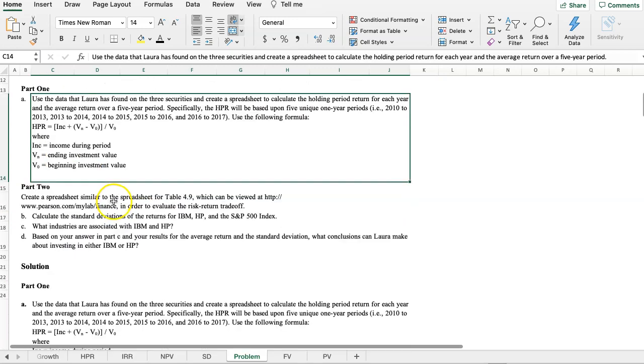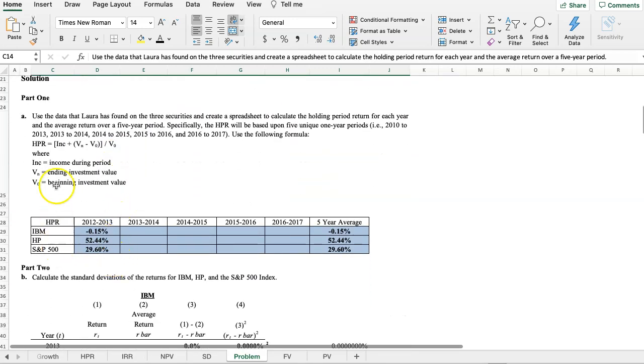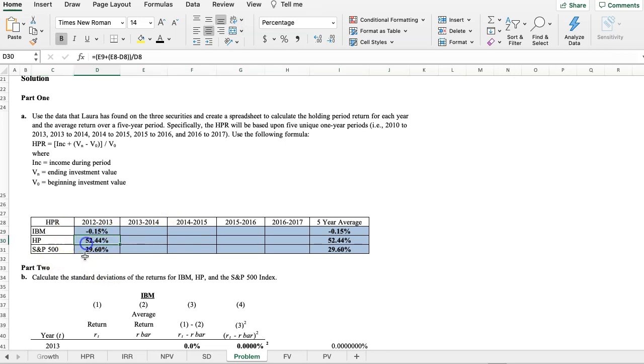So part one, here we want to calculate the holding period returns for each of these stocks for each year. So let's start with, I see here that this is already calculated for us. I can easily just take this and bring it over like that to calculate all the returns. But let's look a little bit more closely. How is this being calculated?